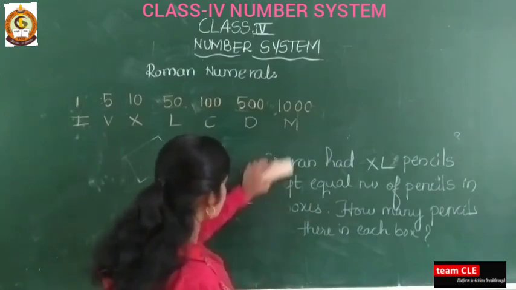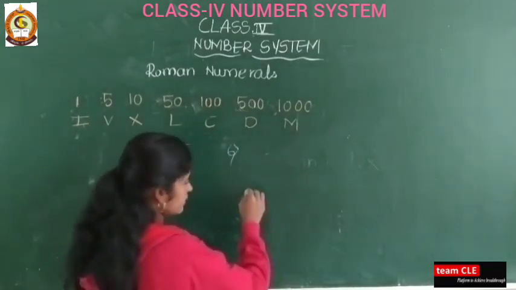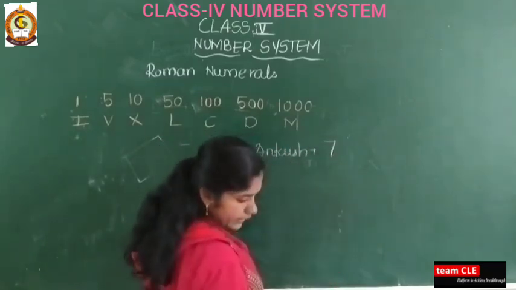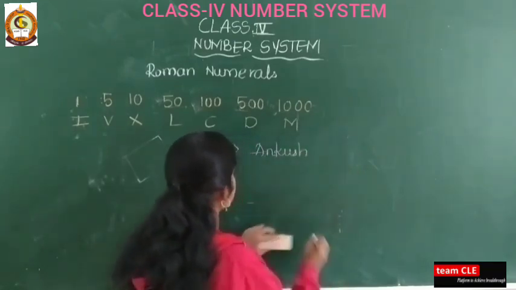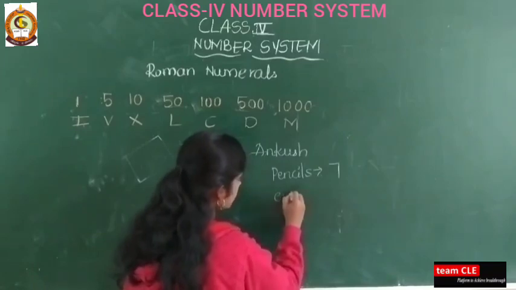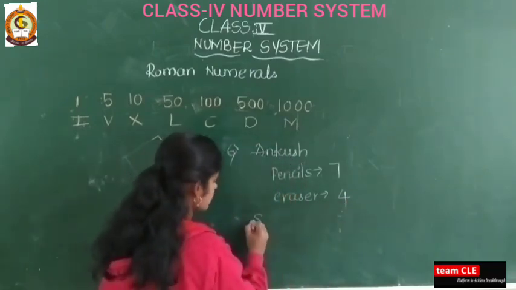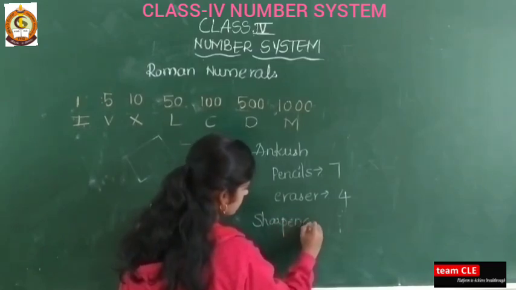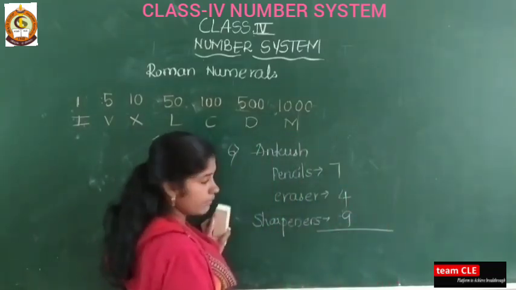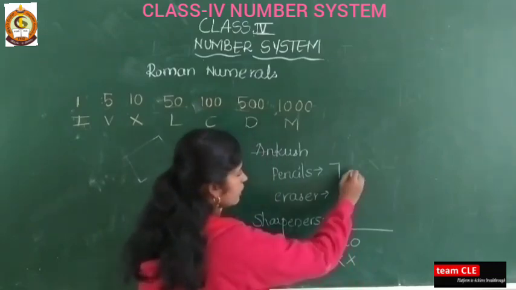So see here, next 6th question. Here 6th question is Ankush has. How many pencils does Ankush have? 7. Ankush has 7 pencils. Erasers, how many are there? 4. And sharpeners, how many sharpeners are there? 9. So add this. 7 plus 4 is 11. 11 plus 9 is 20. So this answer you have to write in Roman numerals. For this also you have to write.